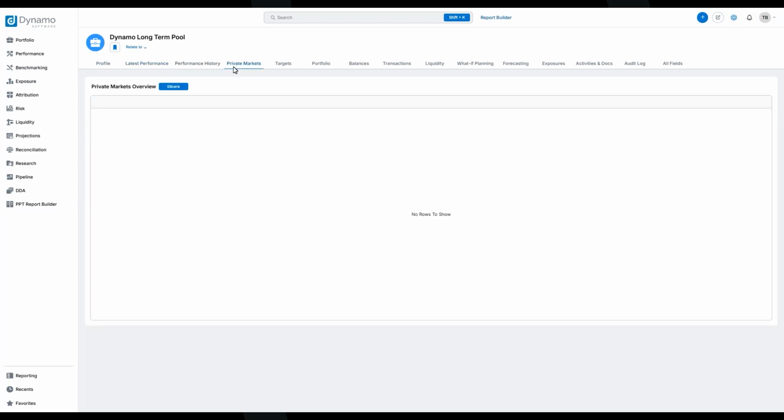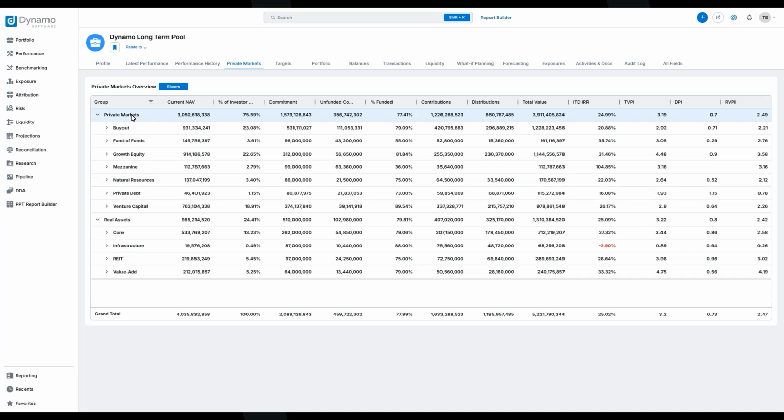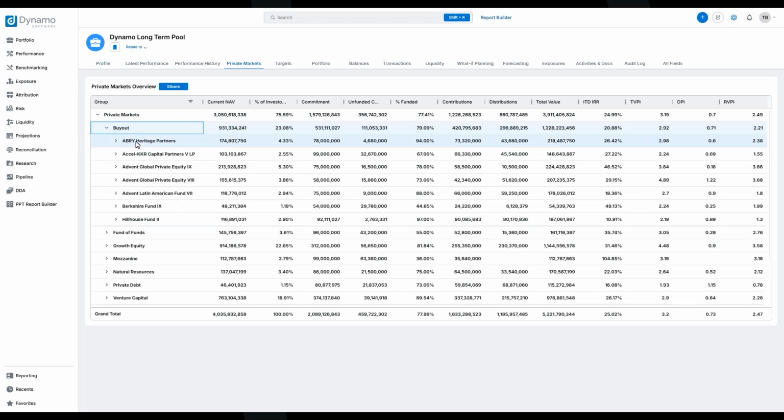I can zoom in just on my private markets. So here I bring up all of my private market investments. I can see the total, seeing what my total commitment, my unfunded commitment, contributions, distributions, and some of the multiples. I can drill down through each of the sub-asset classes here. So I can come in and see buyouts, and then down to the fund level to see exactly what my commitment is, how much is unfunded, and other details related to that.